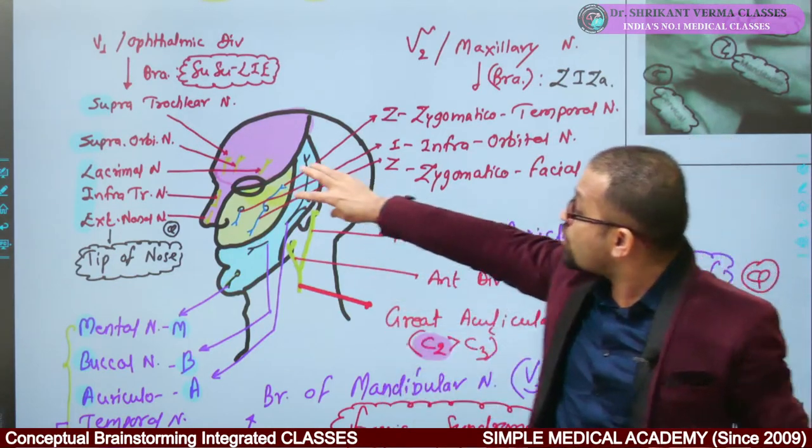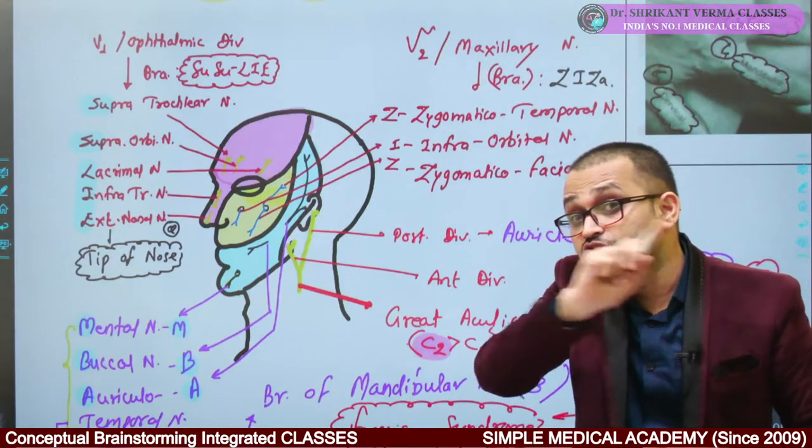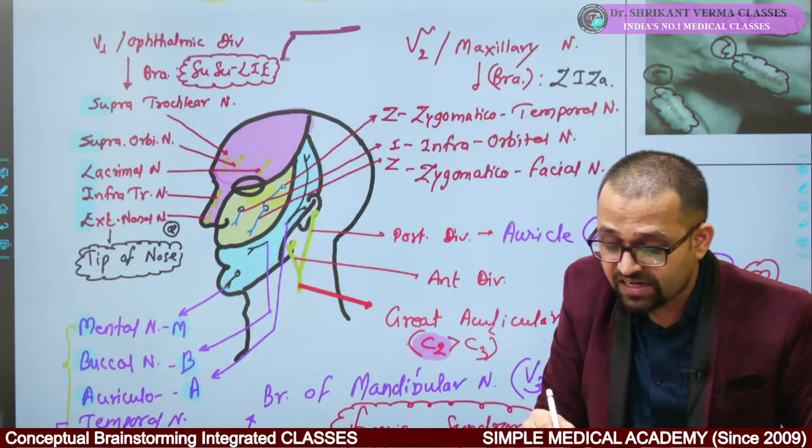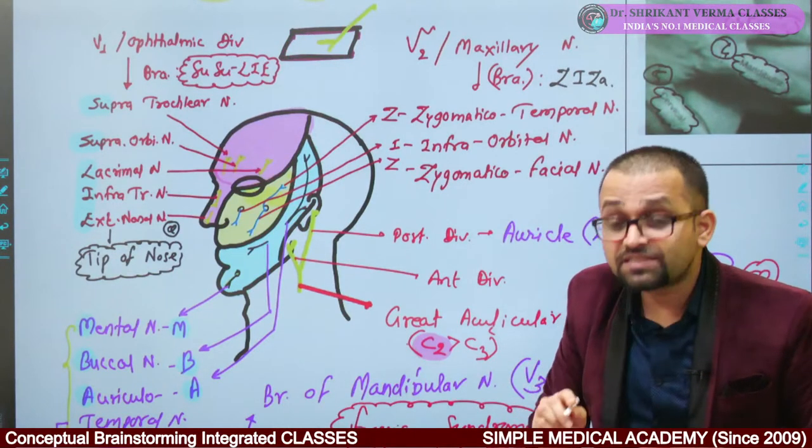Yes. This is also the dermatome. What is the dermatome? Try to understand. Ek question jarur dermatome se aayega, directly ya indirectly. There is one dermis, skin part. Okay, sir. Which is supplied by a single nerve.